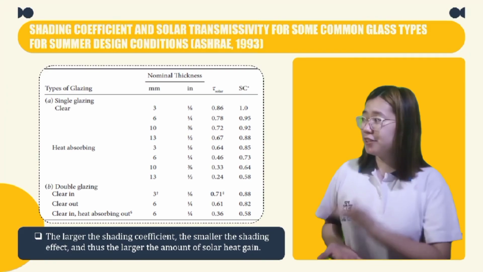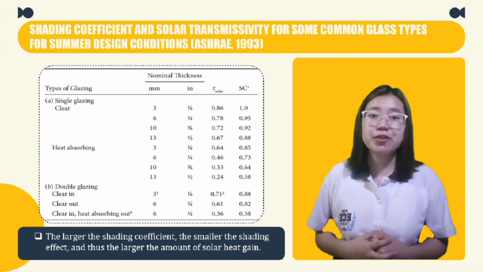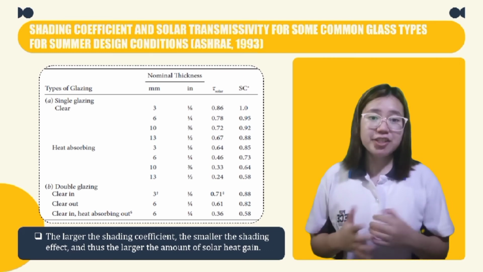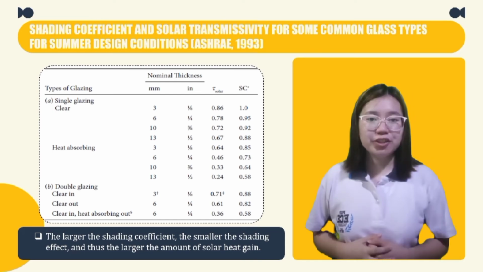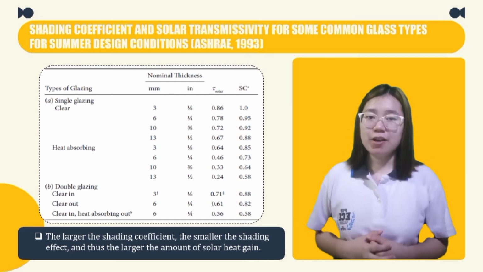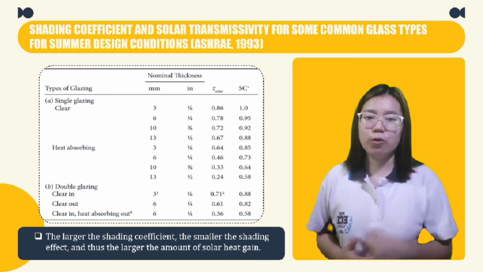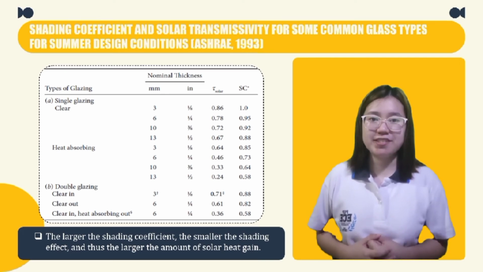Next, we have here the shading coefficient and solar transmissivity of common glass types for summer design conditions. One thing to remember is that the larger the shading coefficient, the smaller the shading effect, and thus, the larger the amount of solar heat gain. Moreover, the values for winter design conditions may be slightly lower because of the higher heat transfer coefficients on the outer surface.